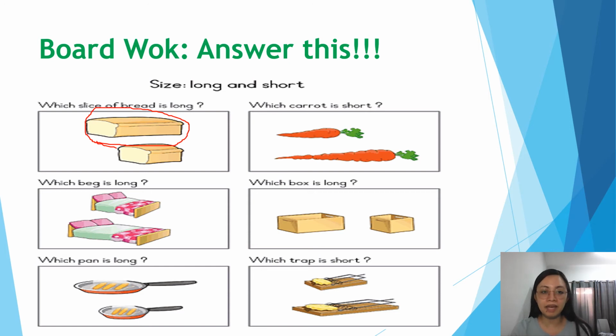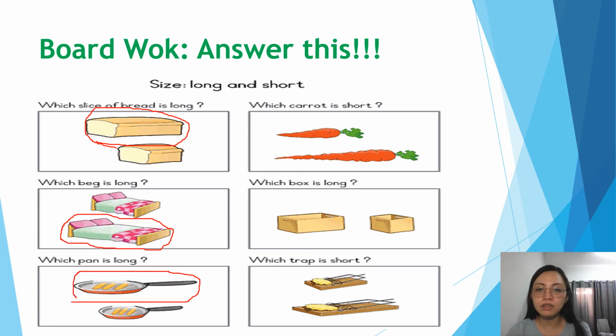How about the bed? Which bed is long? The first bed or the second bed? Correct. The second bed is the long bed. How about the pan? Which pan or frying pan is long? The first one or the second one? Correct. It is the first one.